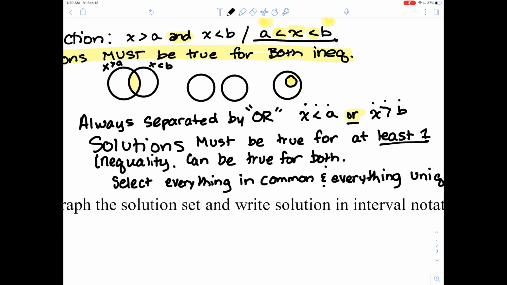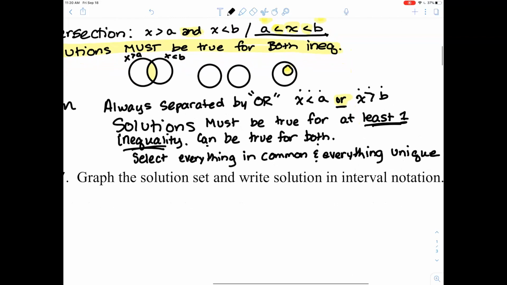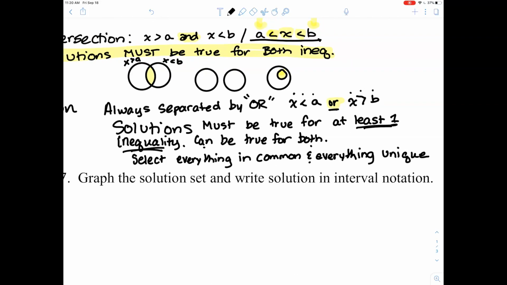Solutions must be true for at least one inequality. It can be true for both, however, and that's what makes unions a little bit tricky. So when you are working with disjunctions, you're going to select all the solutions, everything that you've found is the solution. So everything the two inequalities have in common and everything they have that is unique, because it just has to be true for one or the other, but it still can be true for both.